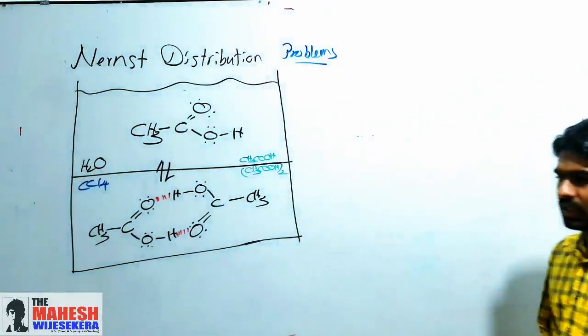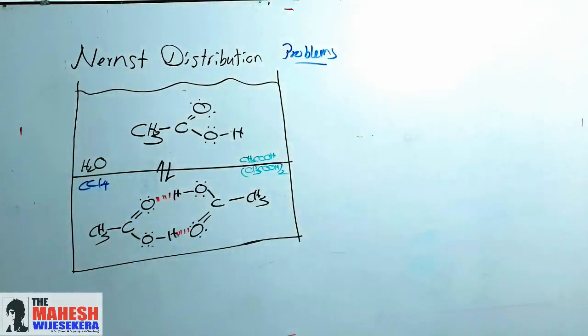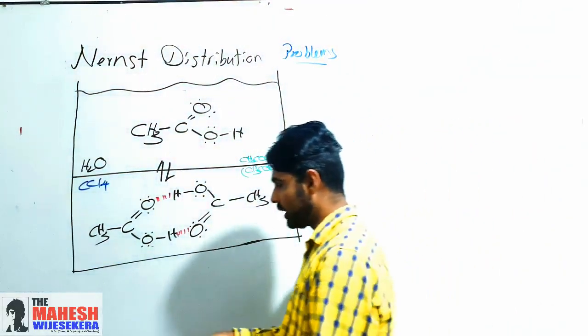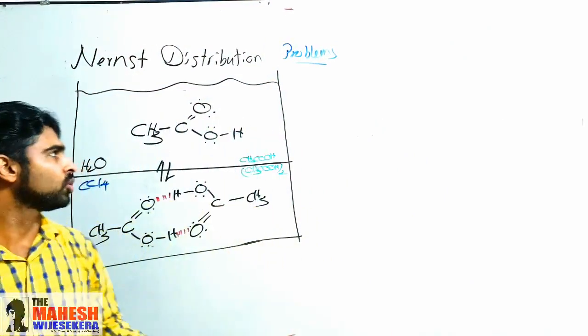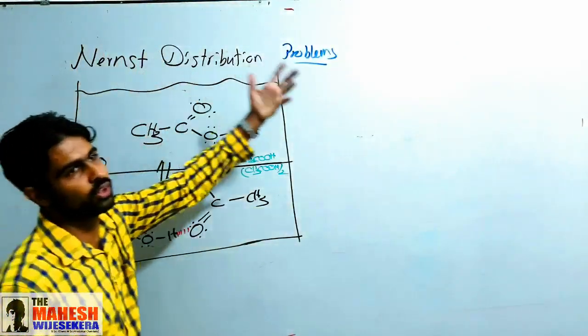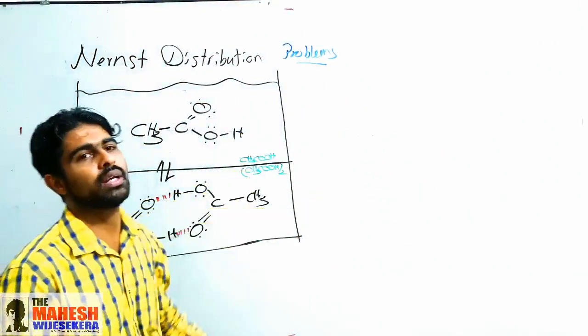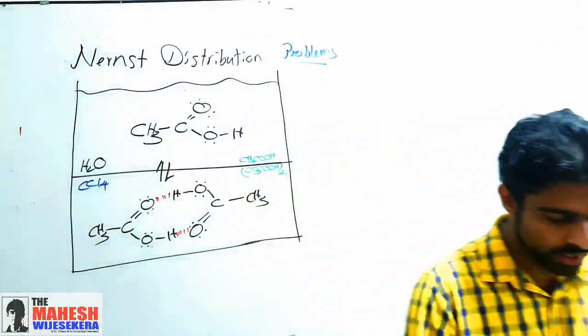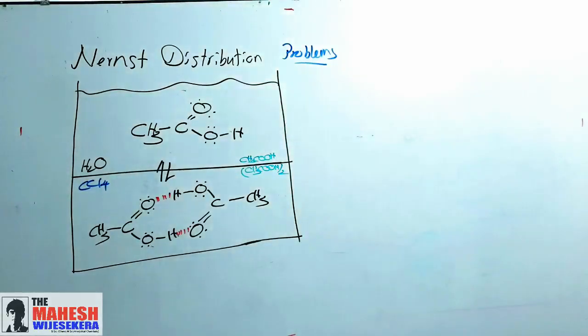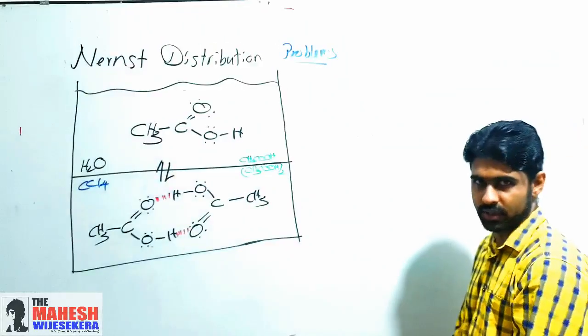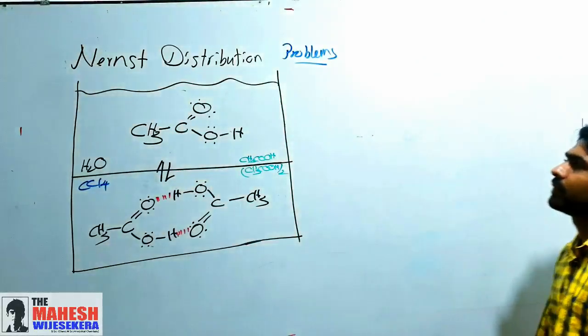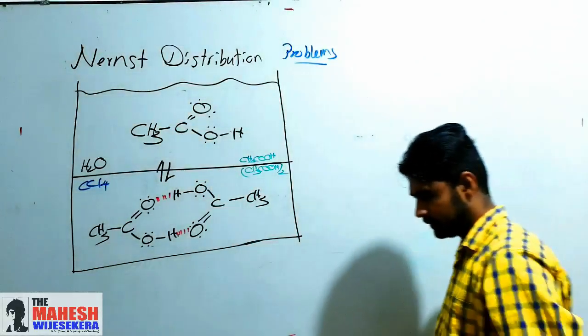Actually, in this part, there's no more theory at all. The only theory is that KD is equal to the concentration of the solute in one solvent divided by the concentration of the solute in the other solvent. That's it. Write this question.